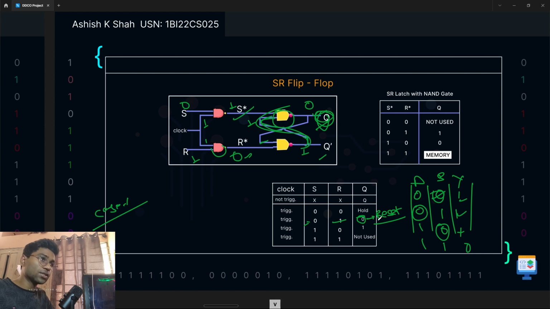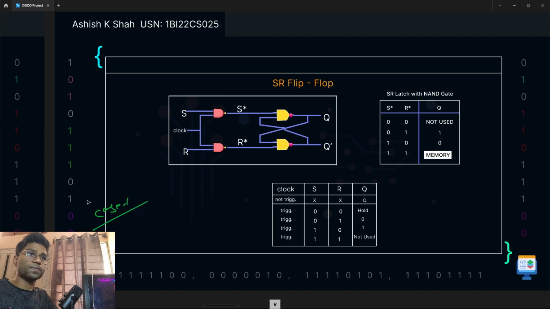Let's go through the second case. First let me erase this. Second case, we are going to take this one. Case second. Let's suppose S equal to 1 and R equal to 0. S equal to 1 and R equal to 0. Clock will be 1.